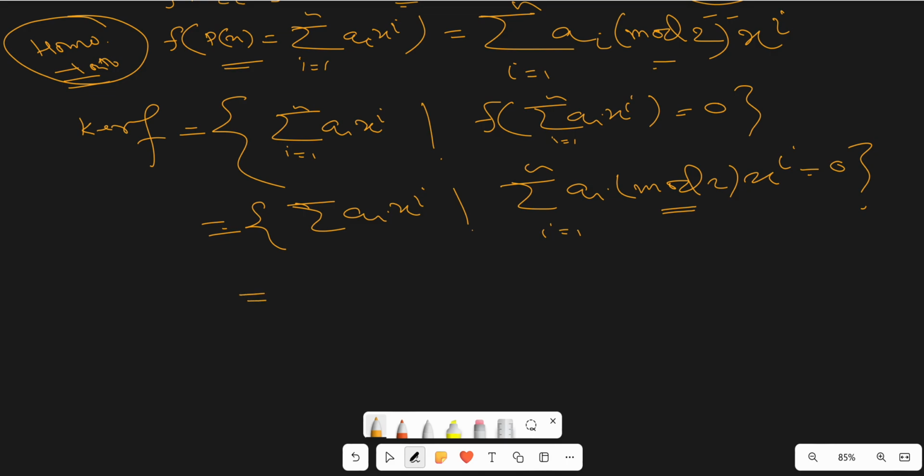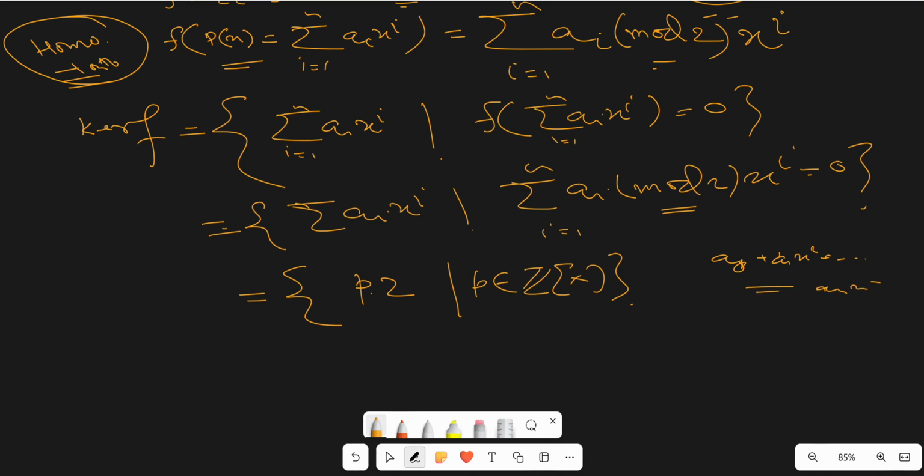So this is all those polynomials p(x) in Z[x]. Can you see? You have to consider all those polynomials which under mod 2 give you 0. Suppose that you have a_0 plus a_1 x plus a_2 x^2 plus ... plus a_n x^n. You have to choose all those polynomials such that under mod 2, it is giving you 0.